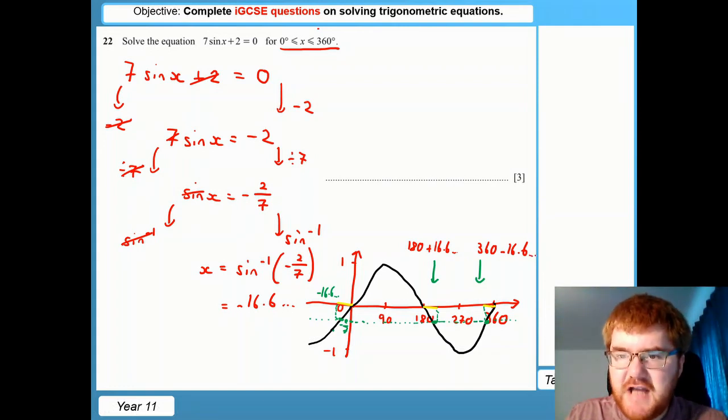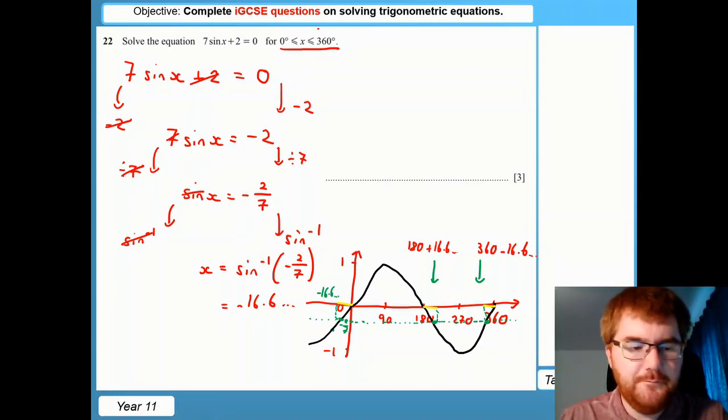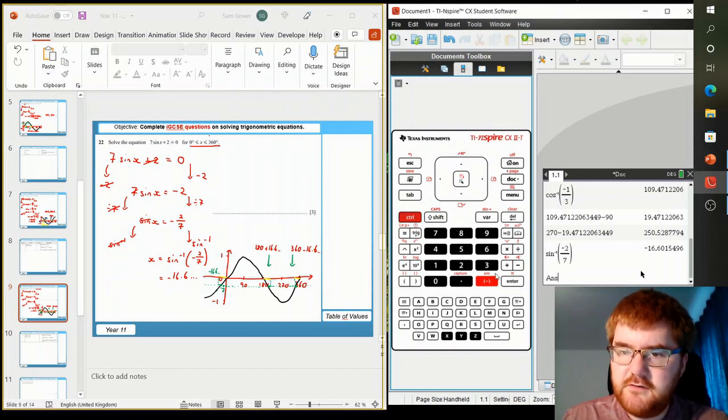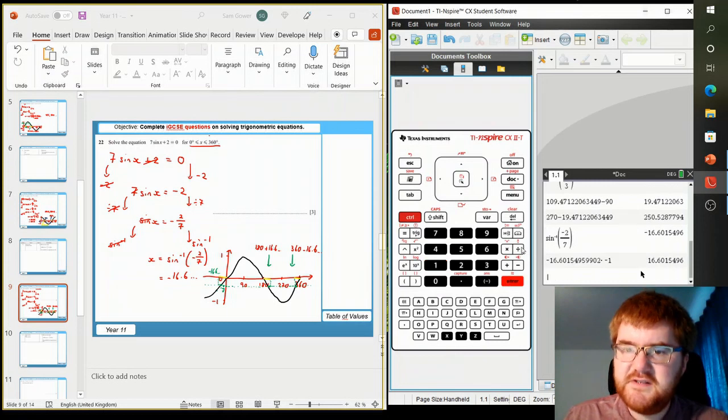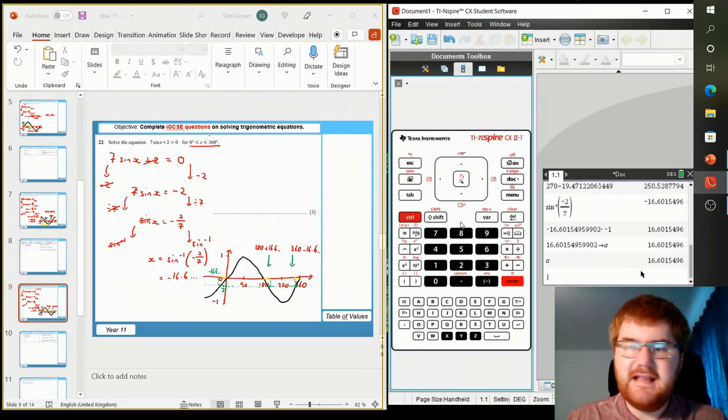So once I've established how I want to work this out, let's go to the calculator and finish this off. So we've got the minus 16.6. So first thing I'm going to do here, I'm using a little bit of calculator trickery. I'm just going to times this by minus 1. So I've got this as positive. And I'm going to use this store idea here. So control store. I'm going to store this as the letter A. So every time I type in A, I get that particular decimal that I want.